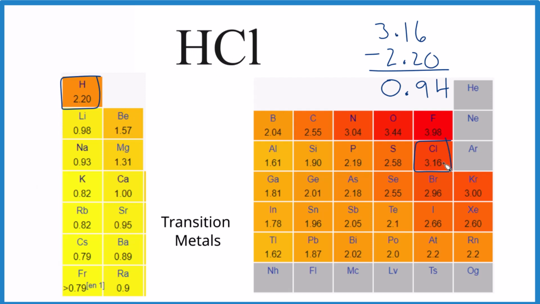And you can see chlorine's a good bit more electronegative than hydrogen, so it's going to pull the electrons more strongly. They won't be shared equally. So we're thinking it's polar. But let's check this chart here.